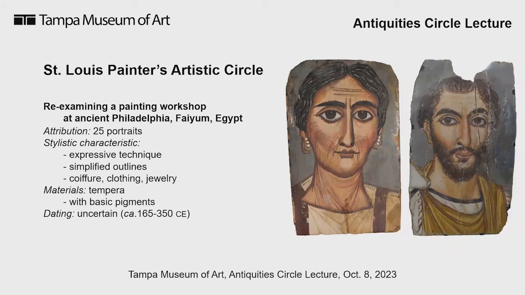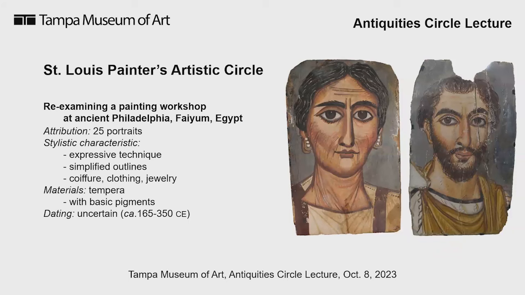They have this very expressionistic technique, which at the same time is very simplified in outline. The only differences that you find are in the coiffure. The tunics are the same. There's just very basic jewelry, and then the master comes with the fine brushstroke to add the portrait features, and that's where the real difference lies.